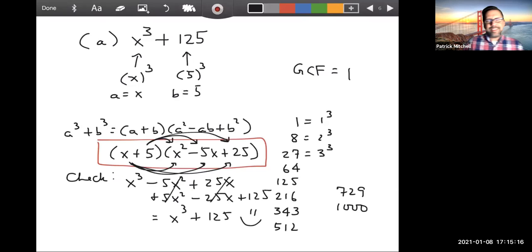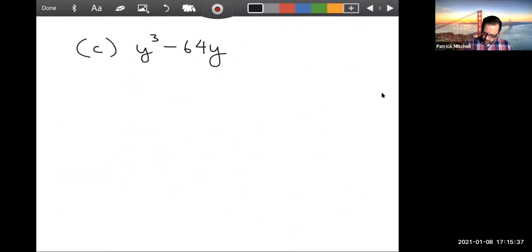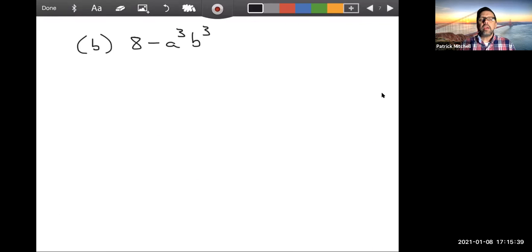All right. I'm not going to lie to you. People do struggle a little bit with sum and difference of two cubes. You know, it is a slightly more complicated pattern. It's just practice. Almost all of math is practice, just practice, practice. Okay. All right, so let's look at the next one. 8 minus a cubed b cubed. Okay. GCF, no help.